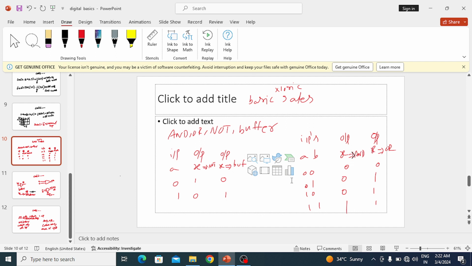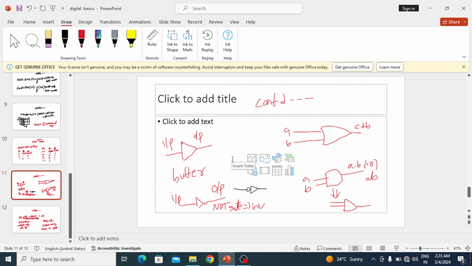For the AND gate, in the input combination, if any one input is 0, then the output becomes 0. See here, at least one 0, at least one 0, at least one 0, so the output became 0. But here both inputs are 1, so the output came 1. In OR, if any one input is 1, the output becomes 1. Here both inputs are 0, so the output became 0. Here any one input is 1, so we got output 1.